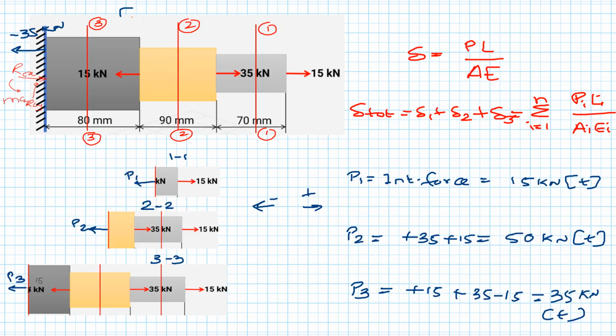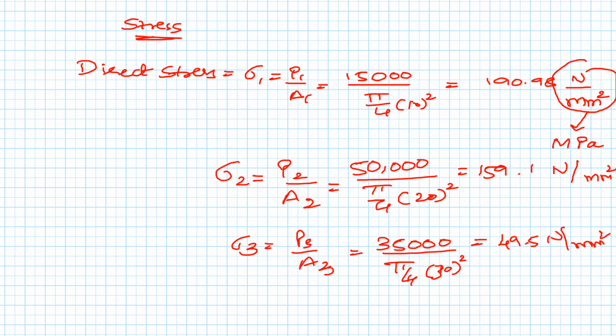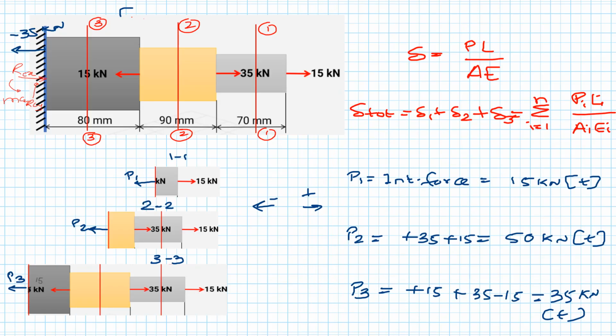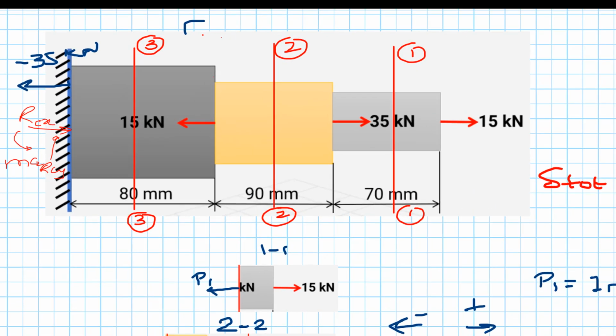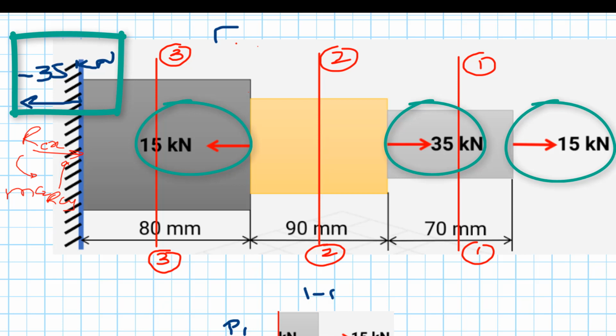So we got the internal forces 15, 50, 35 kilonewtons. We got the total deformation of 0.2560 mm, and then we got the stresses also for each cross section. Now let's do the last part, doing a reaction check. So the reaction will be plus 15 plus 35 minus 15, that is equal to 35,000 force, which will give a reaction of minus 35 kilonewtons.